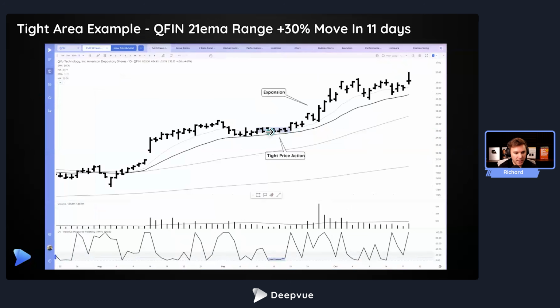Here's another example, QFIN, another 21 EMA after the base breakout. Great example, very nice tight area. RMV went to zero, expansion up, 30% move in 11 days.